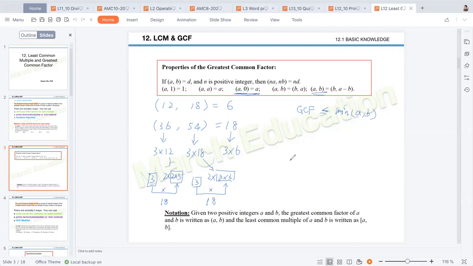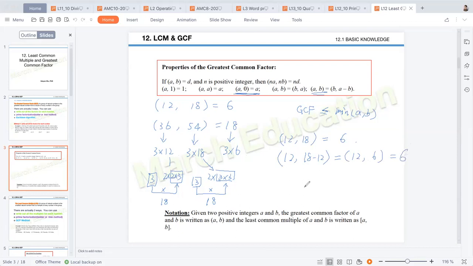Why? For example, I give you two numbers, 12 and 18. Okay. The greatest common factor of them is 6. So when you check 12 and 18 minus 12, you also get the GCF of 12 and 6. Of course, this equals 6.